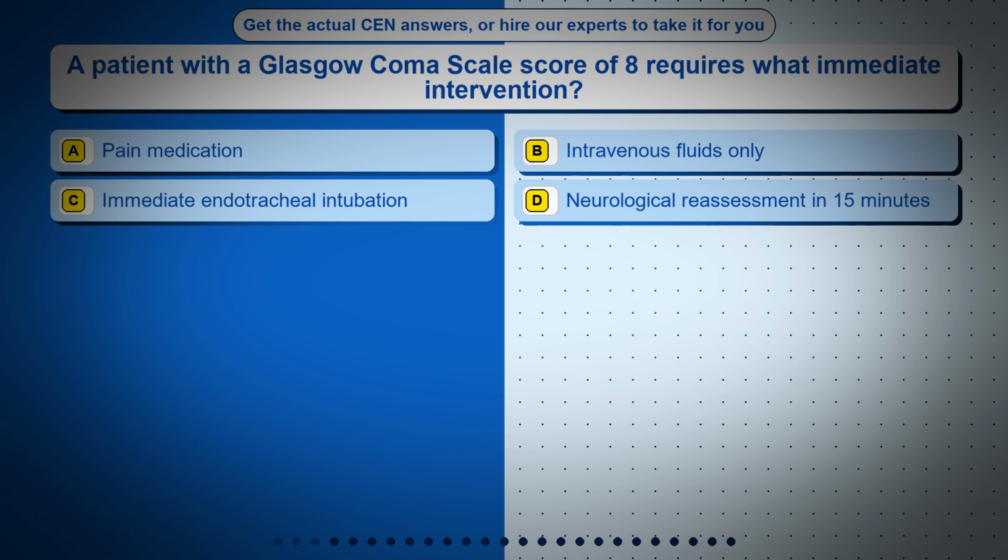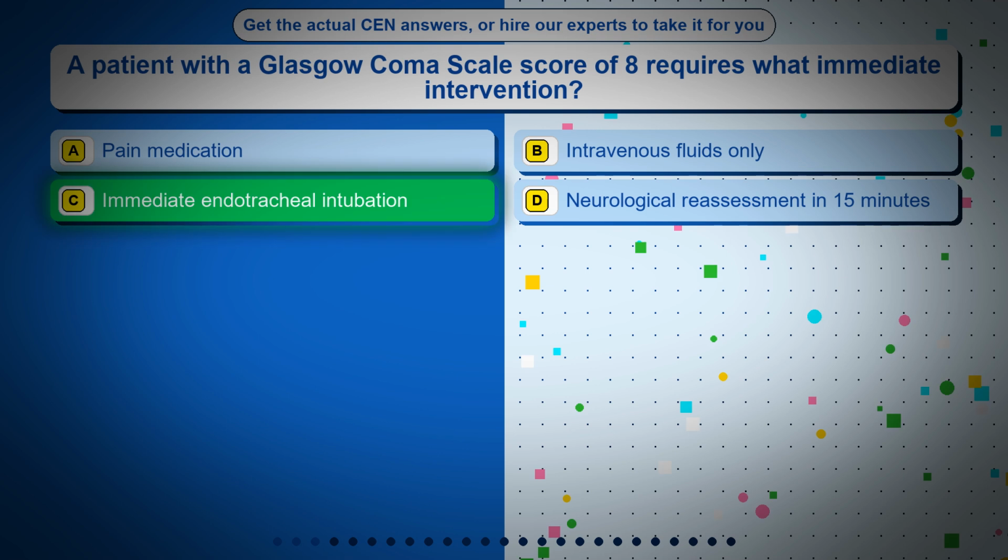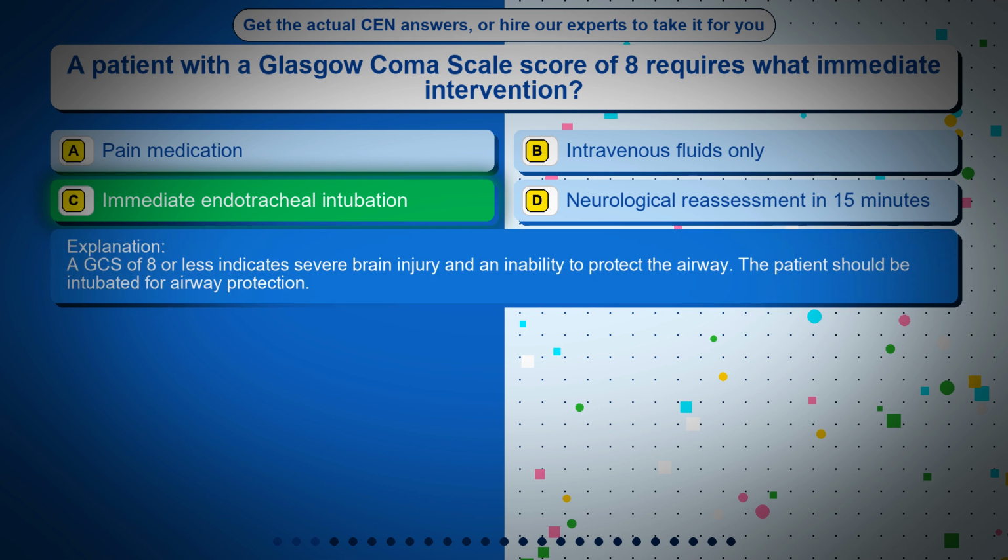Question 3. A patient with a Glasgow Coma Scale score of 8 requires what immediate intervention? Option A, pain medication. Option B, intravenous fluids only. Option C, immediate endotracheal intubation. Option D, neurological reassessment in 15 minutes. The correct answer is option C, immediate endotracheal intubation. A GCS of 8 or less indicates severe brain injury and an inability to protect the airway. The patient should be intubated for airway protection.